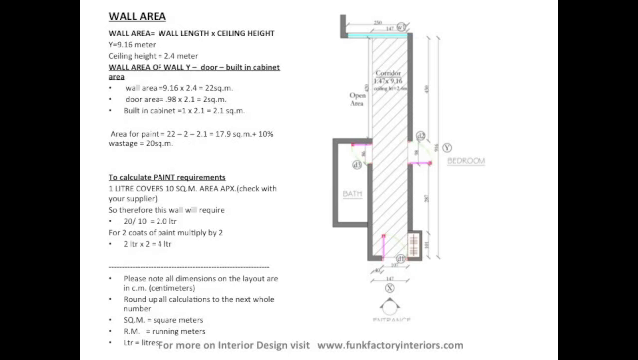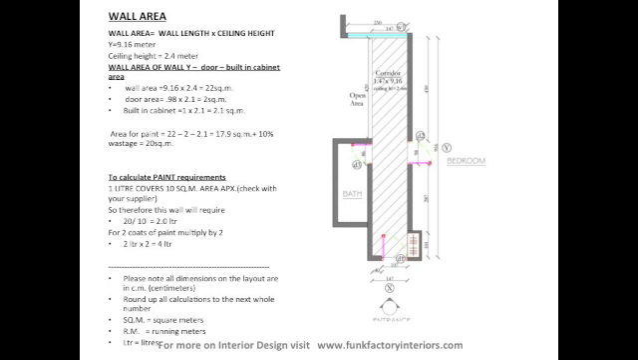If you wanted to calculate how much paint or wallpaper you require for a particular wall, you would need to know the wall area. Just multiply the length of the wall by the ceiling height and subtract the area of doors, and in this case the built-in cabinet. Add 10% towards wastage and this would give you the wall area.